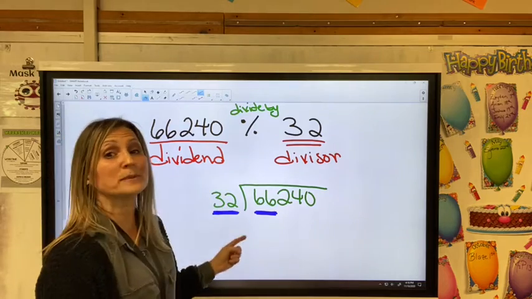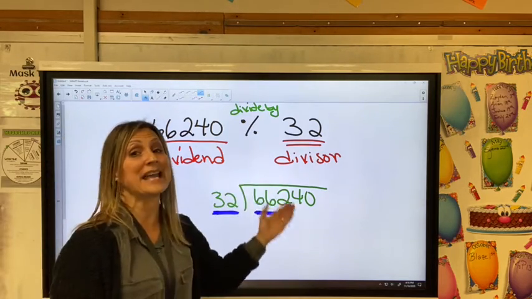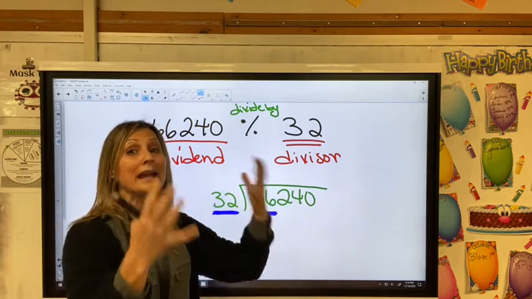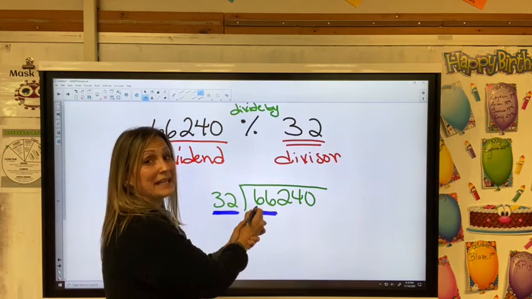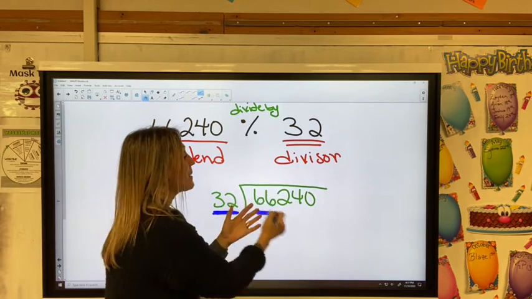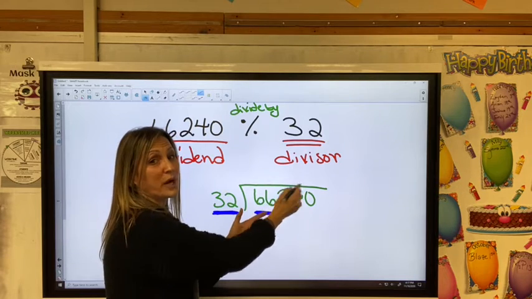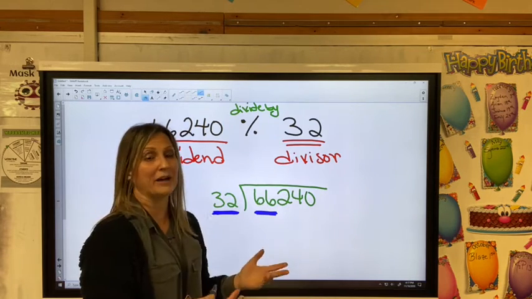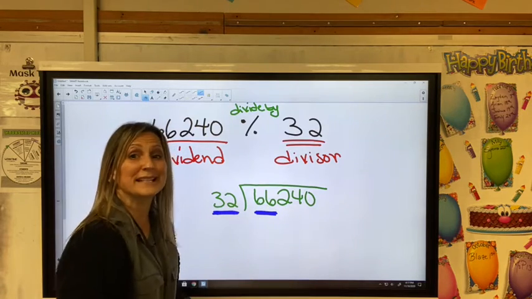So that tells me that I know I'm going to get 32 out of 66,240 at least a couple thousand times. I may not get it into the 10,000 spot, but I know I probably can get 32 out of 66,240 a couple thousand times, because I know 32 will go into 66.